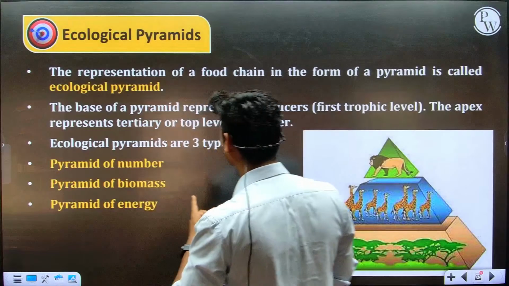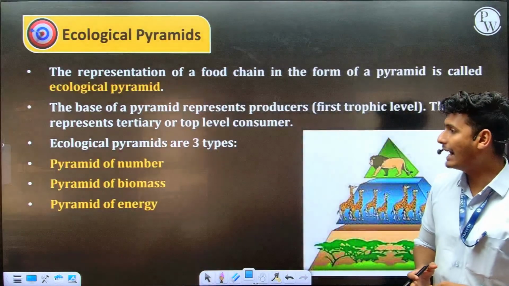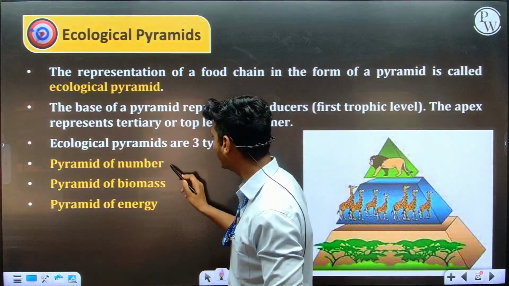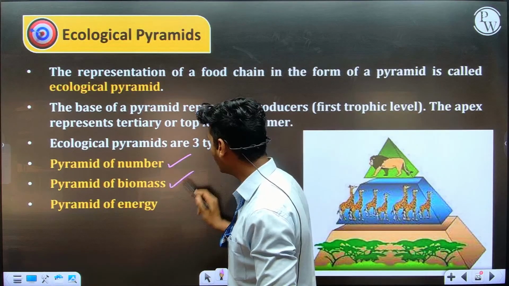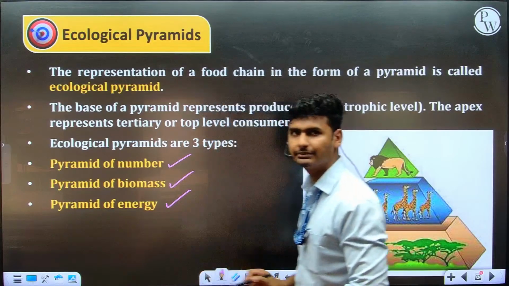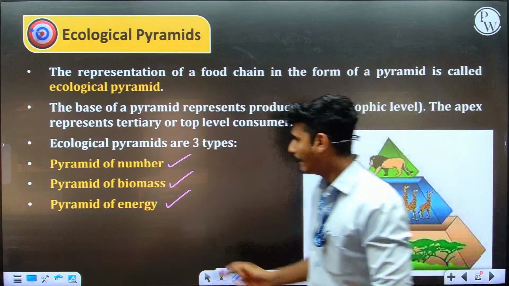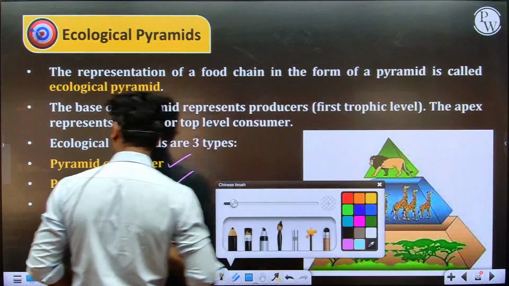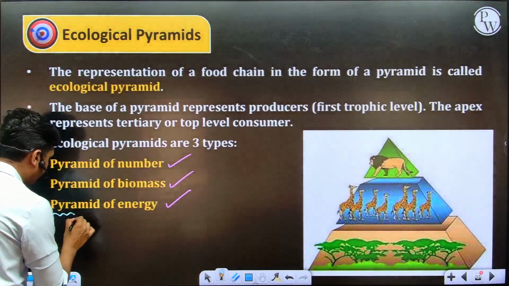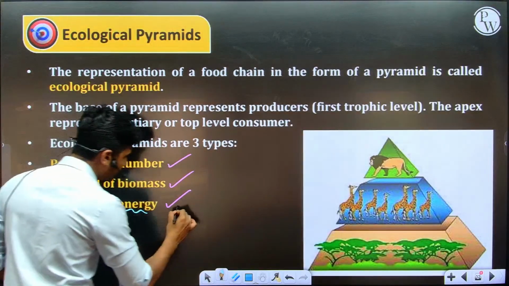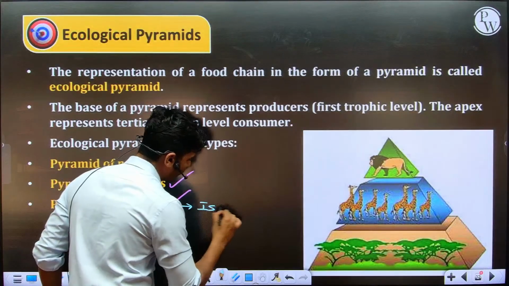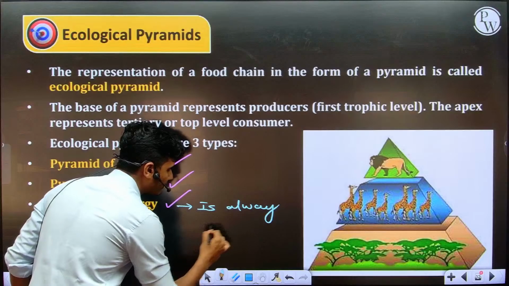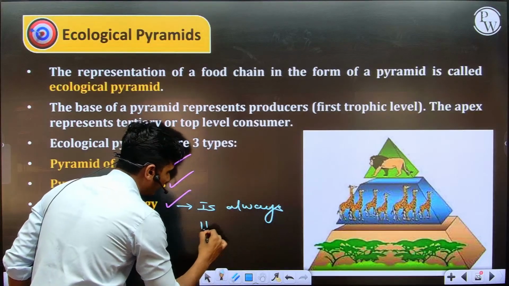Now we are coming towards the ecological pyramid, and in the ecological pyramid we are going to discuss three types of pyramid: pyramid of number, pyramid of biomass, pyramid of energy. Always remember, pyramid of energy. What I am saying, understood the thing? Pyramid of energy is always upright.